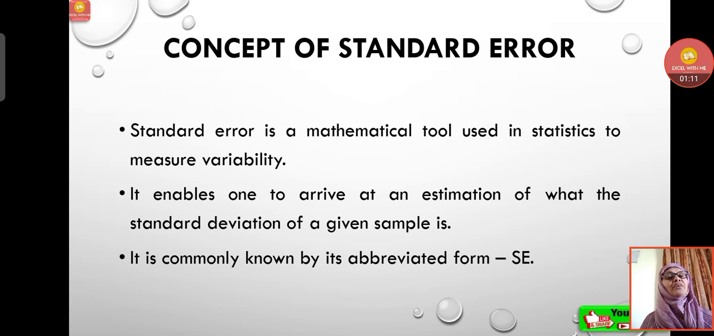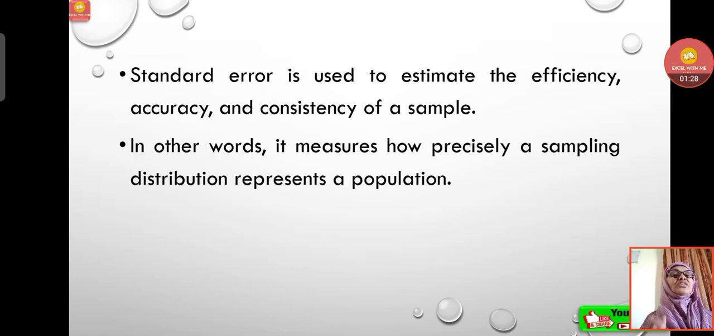After that, with whatever calculation we have done, we take the estimation of what the standard deviation of a given sample is. It is commonly known by its abbreviated form, SE, that is standard error. Standard error is used to estimate the efficiency, accuracy and consistency of a sample. In other words, it measures how precisely a sampling distribution represents a population.